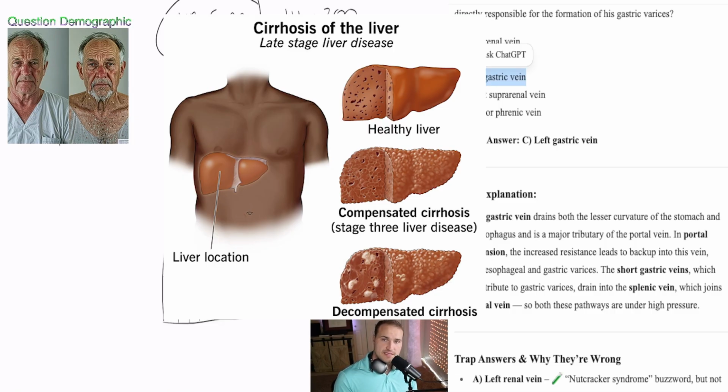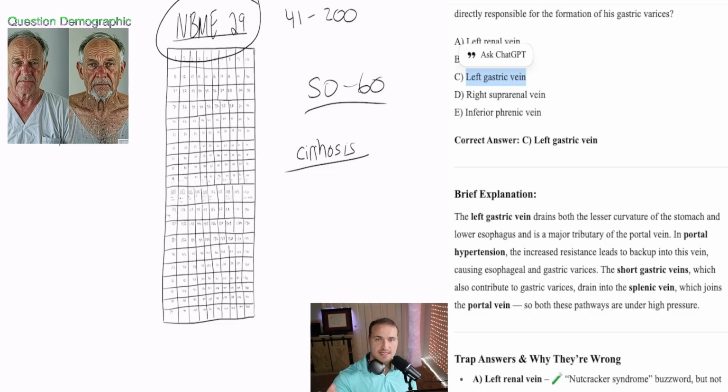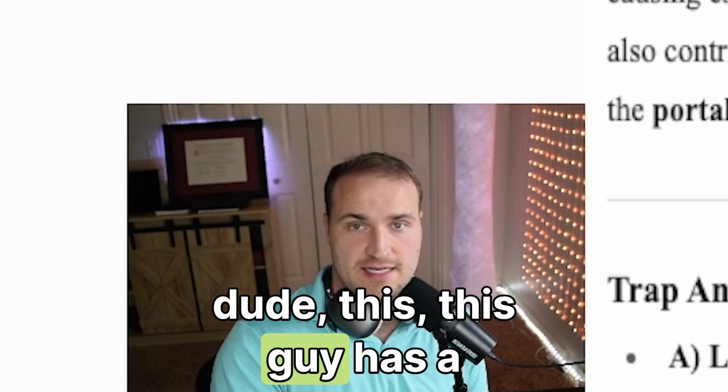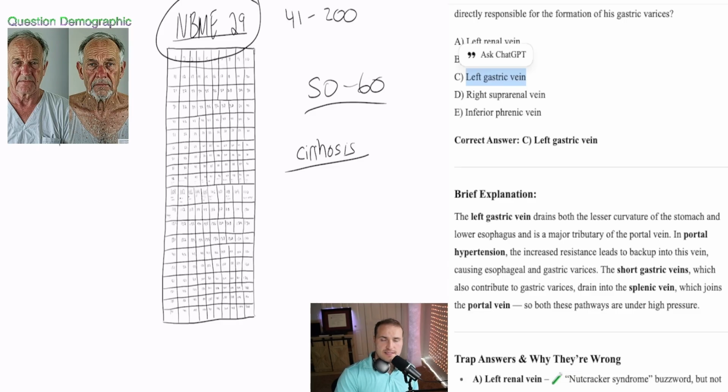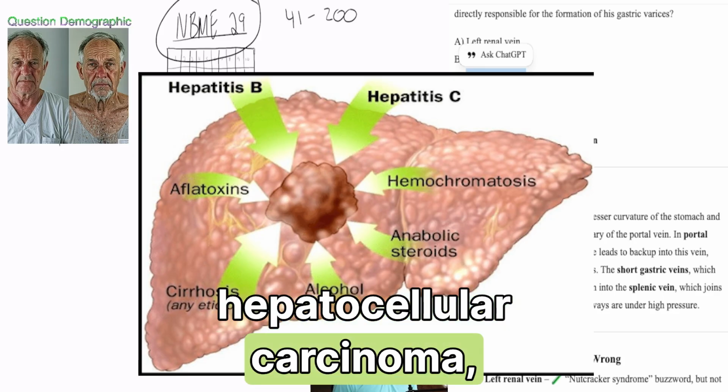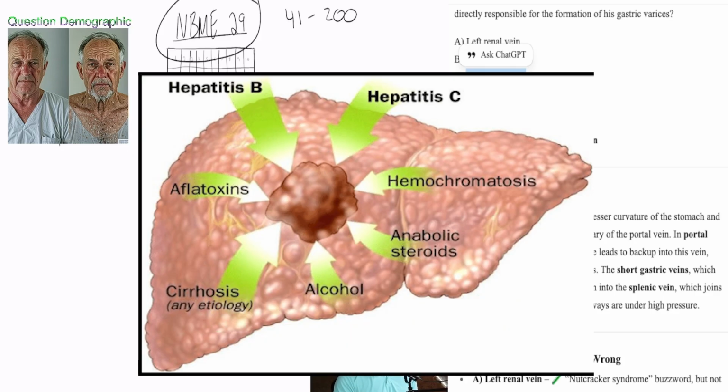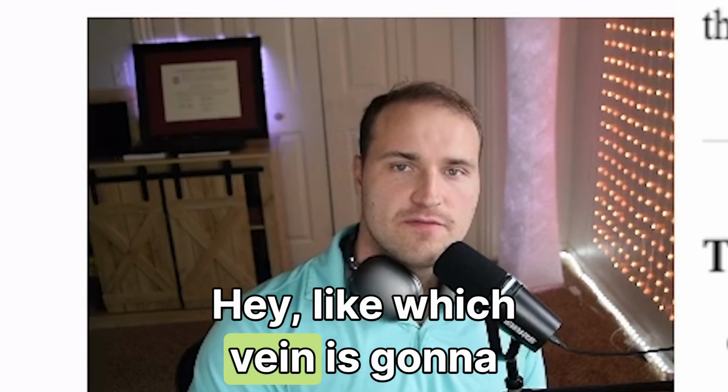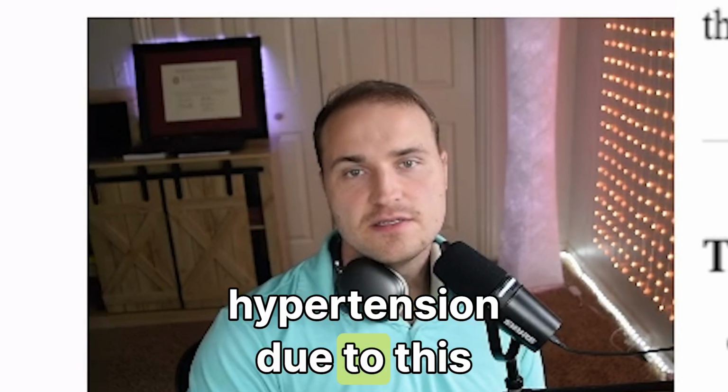And on exam, you see the spider angiomata, the hard nodular liver stuff. That means cirrhosis. That's Step 1's way of being like, dude, this guy has a cirrhotic liver. And on CT, you see a mass in the liver. Anytime you have a mass in the liver, what does that mean? Well, that's going to be a possible hepatocellular carcinoma, which is also commonly seen in cirrhotics. And so they'll ask, which vein is going to be developing the hypertension due to this cirrhosis?